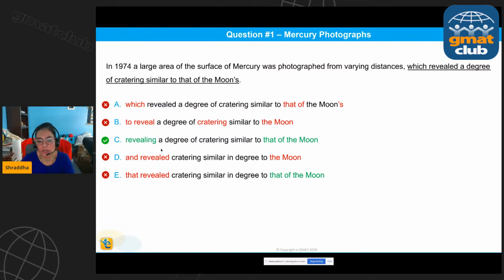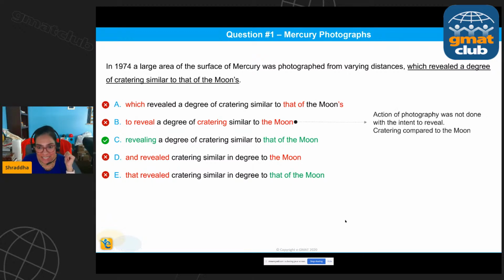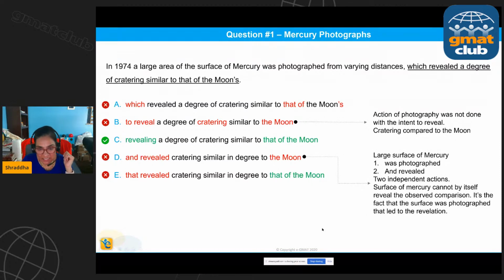Okay, and then again, we have the similar in degree to the moon. That comparison is also off, so none of you selected choice D. My guess is that you could identify the comparison error. Once again, choice E, you can definitely reject, because if we rejected which revealed, obviously there is no question that we can accept revealed in this sentence. Although the comparison is fine, which talks about varying distances, and that also talks about varying distances. So, most definitely, choice E is out, and choice C indeed is the correct answer.